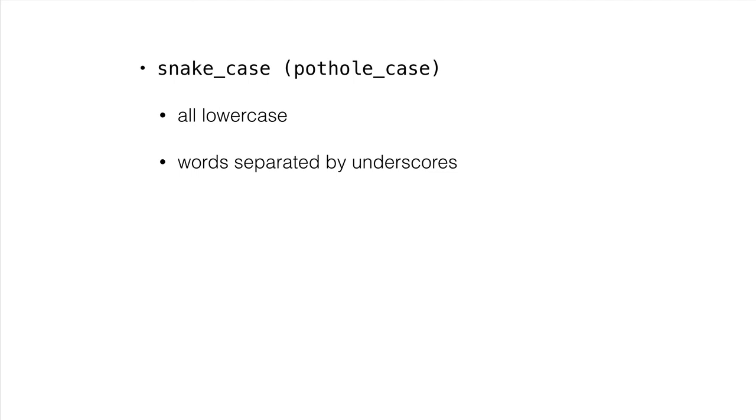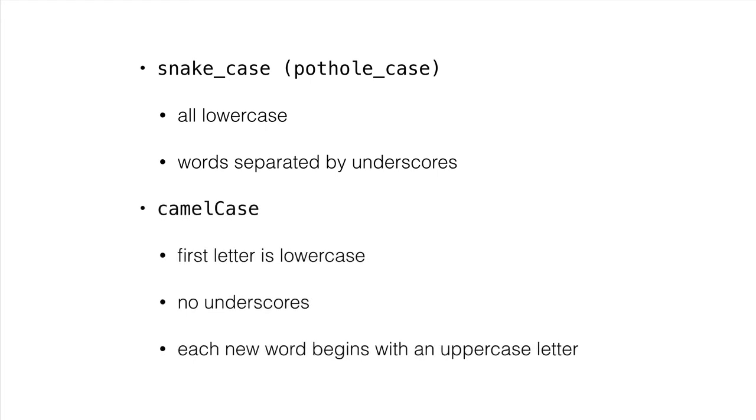In these course modules, we're going to stick to a convention called snake case or pothole case, which means words begin only with lowercase letters and are separated with underscores, just like our earlier example, Canada underscore population. There's also a convention called camel case, where the first letter is lowercase, there are no underscores, and each new word in the variable name starts with a capital letter. When you're writing your own programs, the most important consideration when naming variables is to adopt whatever convention your organization, company, or coding community is using.